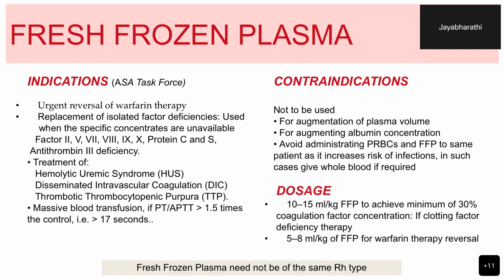And the dosage is 10 to 15 ml per kg of FFP to achieve a minimum of 30% coagulation factor concentration if there is clotting factor deficiency, and 5 to 8 ml per kg of FFP for warfarin therapy reversal. Fresh frozen plasma need not be of the same RH type.